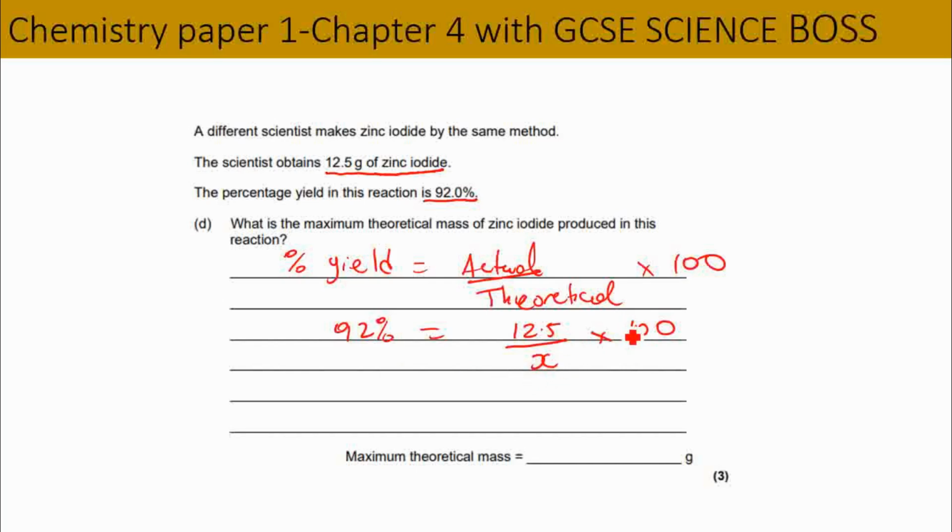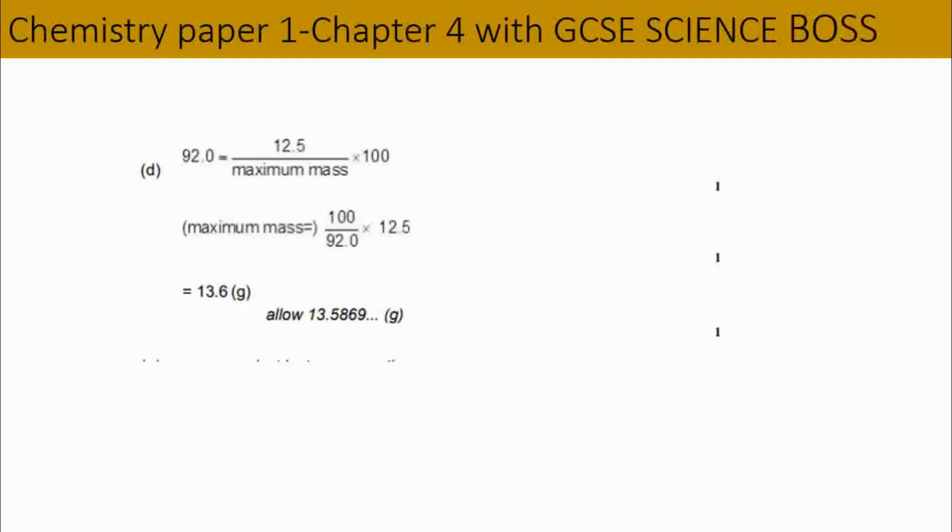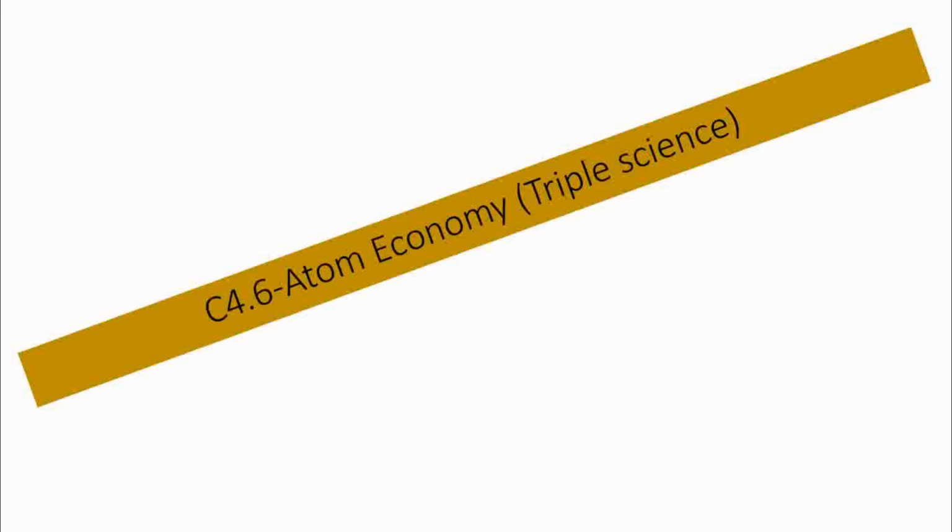Therefore we now need to rearrange this equation. So 12.5 times 100, 1250 over x is equal to 92. So x is now going to be equal to 1250 divided by 92, and that's going to give me an answer of 13.6 rounded. Okay, good. So have a look there. That's the mark scheme. So that was percentage yield.